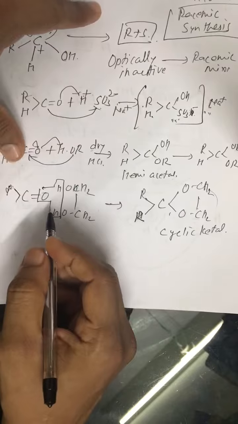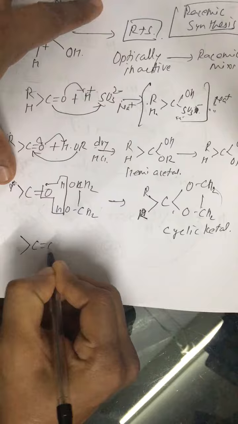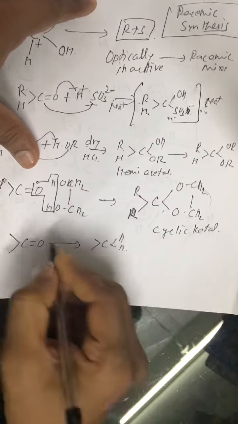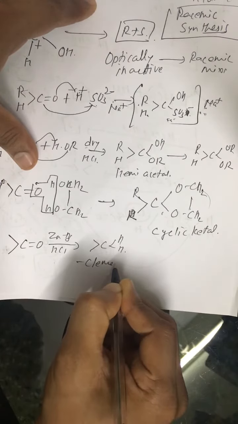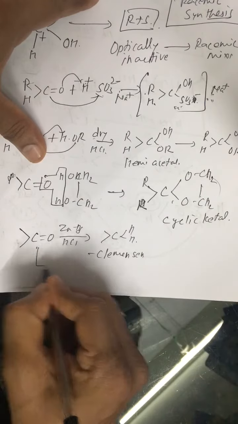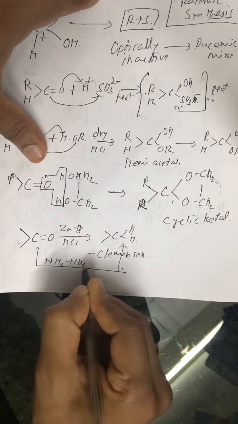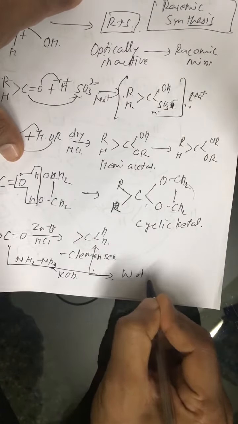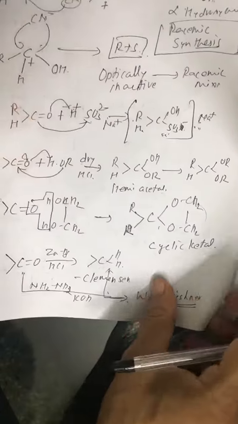Then comes the reduction reaction. These two reactions are also important. Reduction of the carbonyl group into a methylene group. We can use zinc amalgam and HCl. This is called Clemmensen reduction. And the same conversion can be carried out using hydrazine and KOH, and this reaction is called Wolff-Kishner reduction.